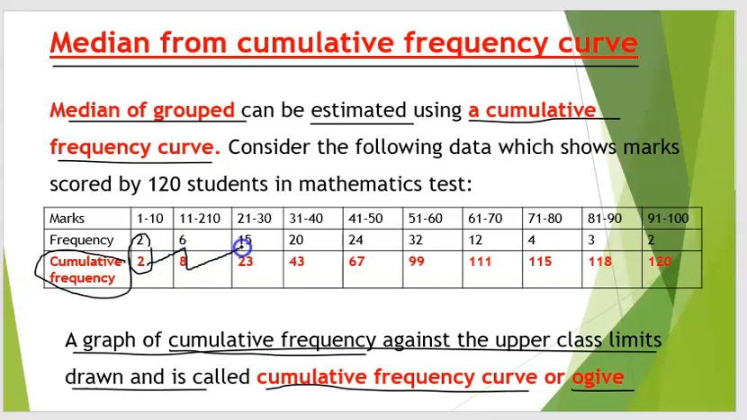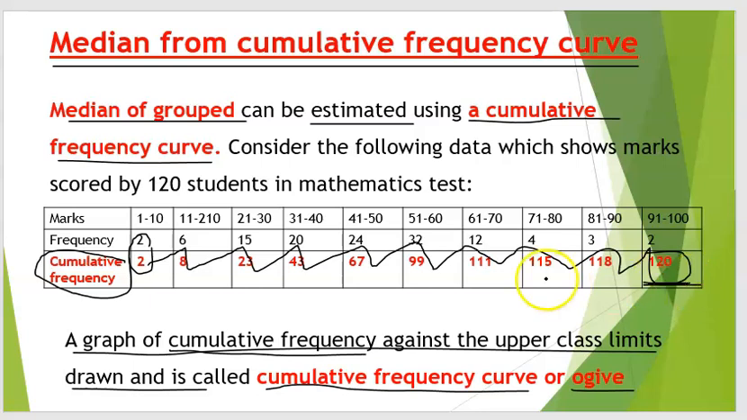8 is added to 15 to have 23. 23 plus 20 to have 43. 43 plus 24 to have 67. 67 plus 32 to have 99. 99 plus 12 to have 111. Then 111 plus 4 to have 115. Then 115 plus 3 to have 118. Then 118 plus 2 to have 120.